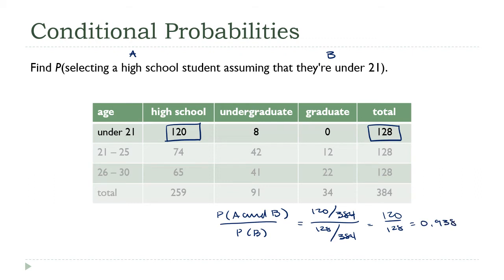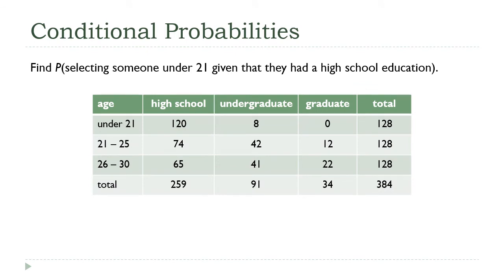Okay, so let me give you one here. Try this one. You see, all I did was I reversed it. Now I have someone under 21 given that they had a high school education. So see if you can take the formula out for a spin, see what this comes out to.